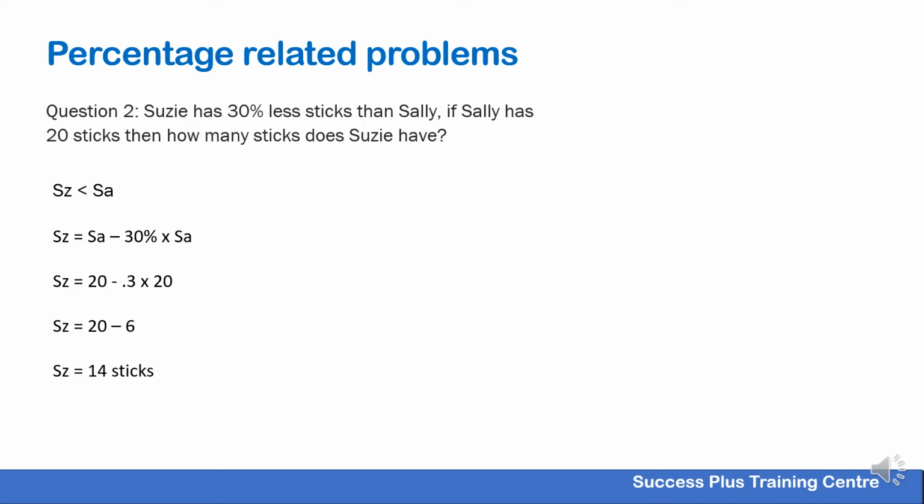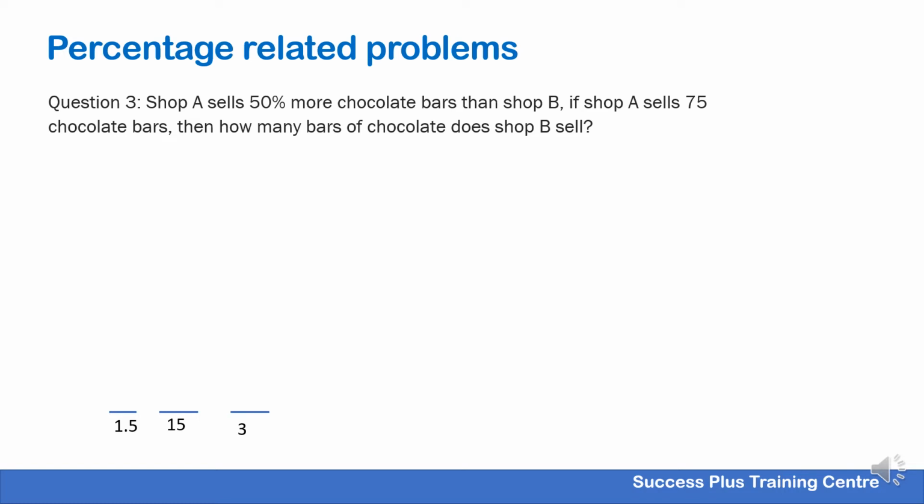Now let's check our answer. Susie has got less number of sticks than Sally. The number 14 is less than 20, so our answer seems to be a correct answer. Now let's move on to question number 3.